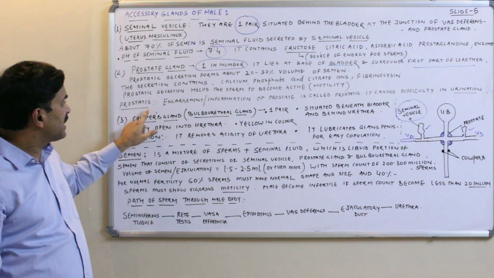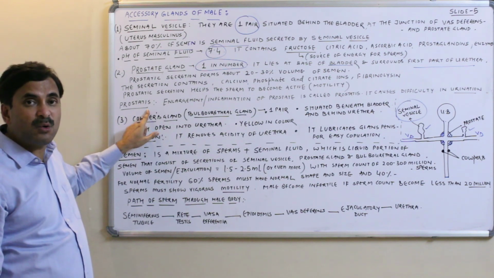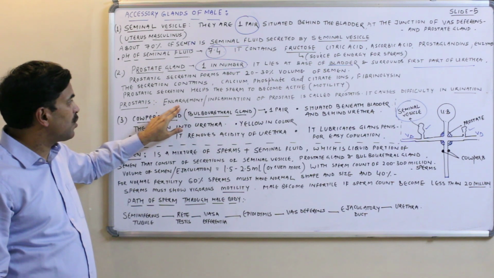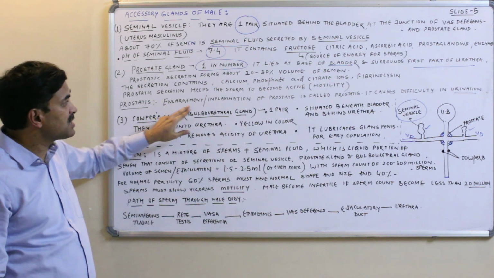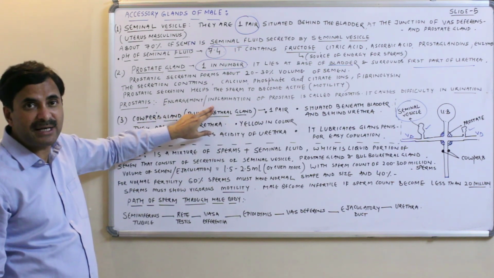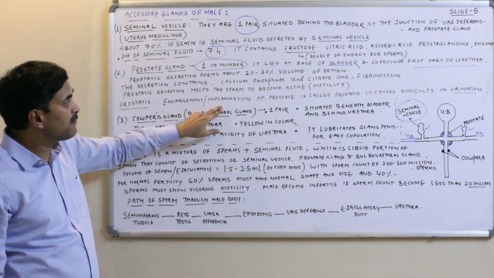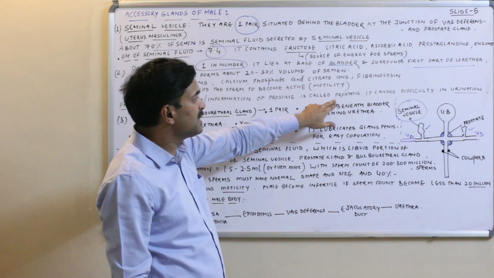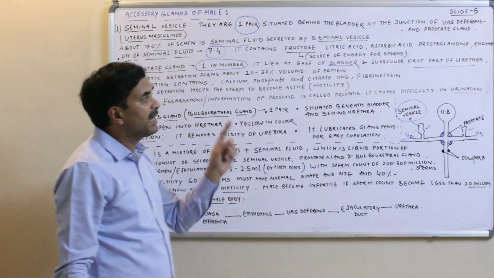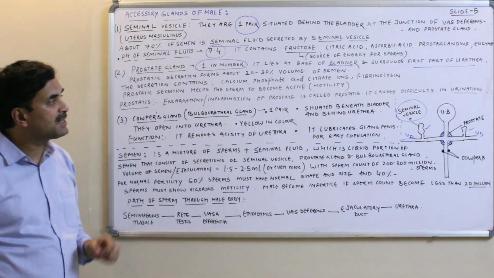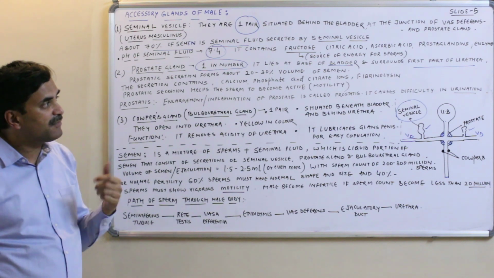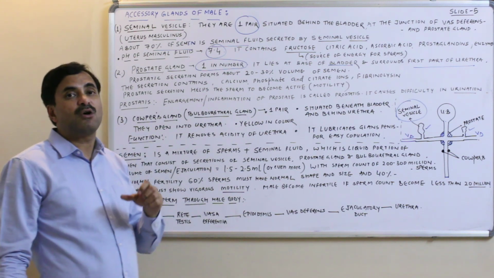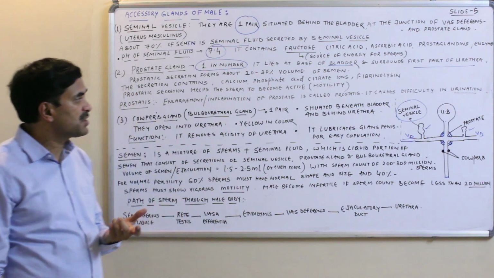It is seen that in older males above the age of 60, there is a common problem, that is the enlargement or inflammation of the prostate gland. It is known as prostatitis. In prostatitis, the patient suffers from difficulty in urination. Either urination is not possible, or difficulty in urination occurs.